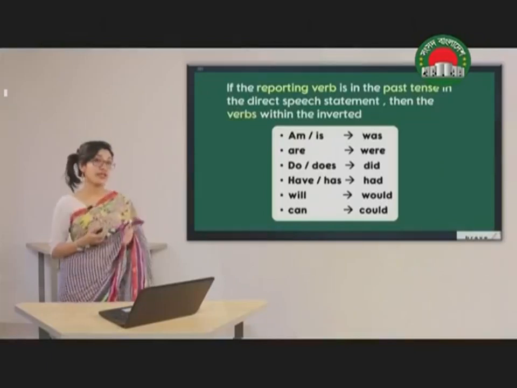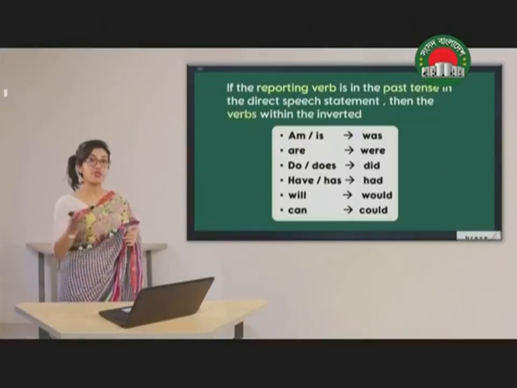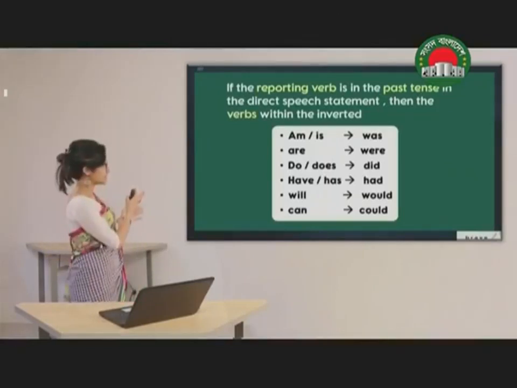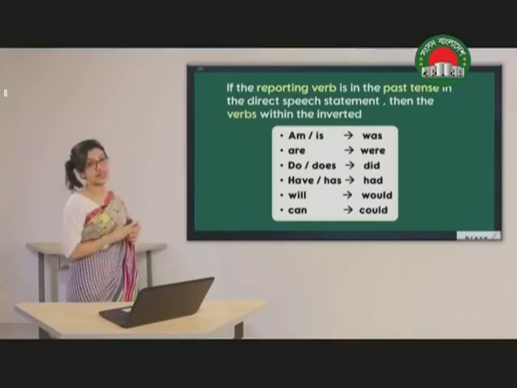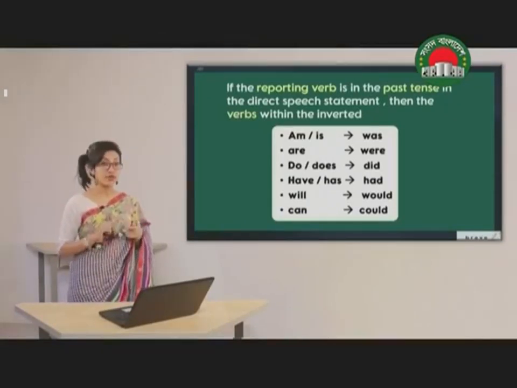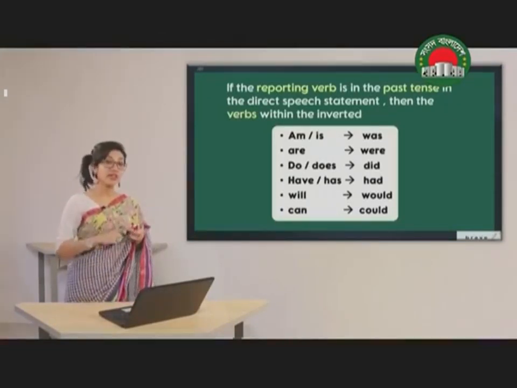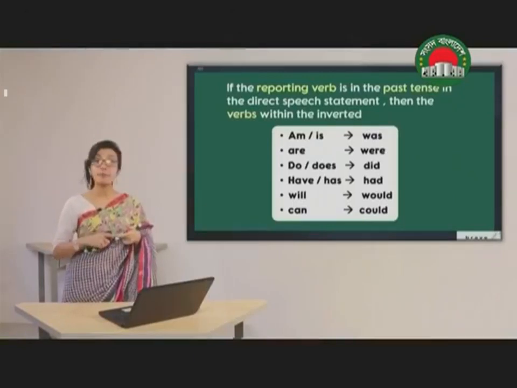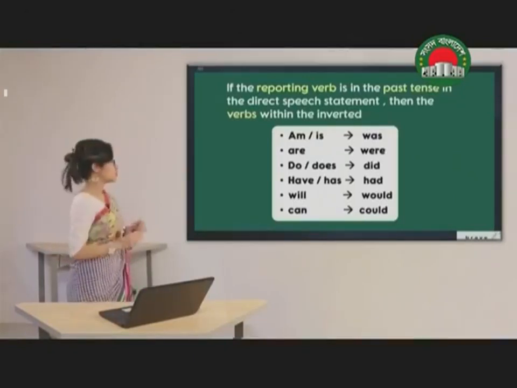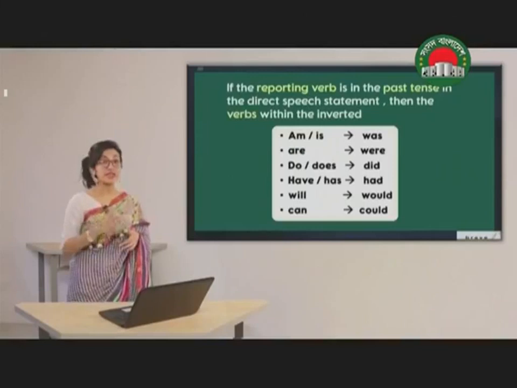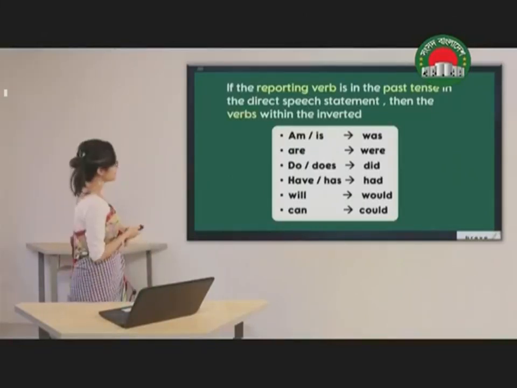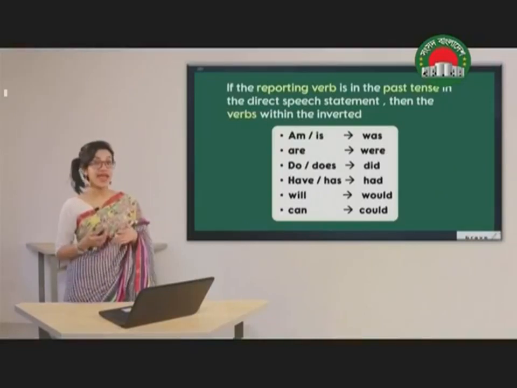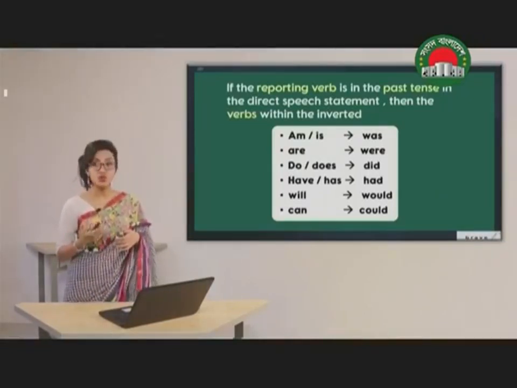And in case of will, that means in future tense, it will be changed into would. Now many of you may make mistakes in this case. I have seen many students writing should in this case. For example, you have to remember that will and should are completely different. So if you have will in direct speech, it will be changed into would. And in case of can, we may change it into could.